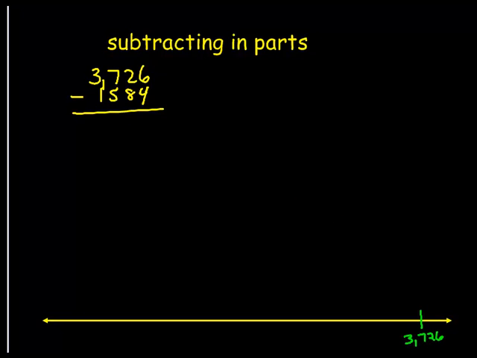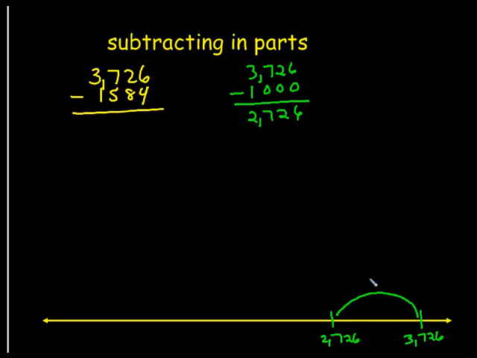So the first thing we're going to do is subtract 1,000 from that 3,726. So we'll subtract 1,000 and we will get 2,726. And if you look down at the number line, you'll see that we can actually start on the right hand side at 3,726 and go backwards minus 1,000.